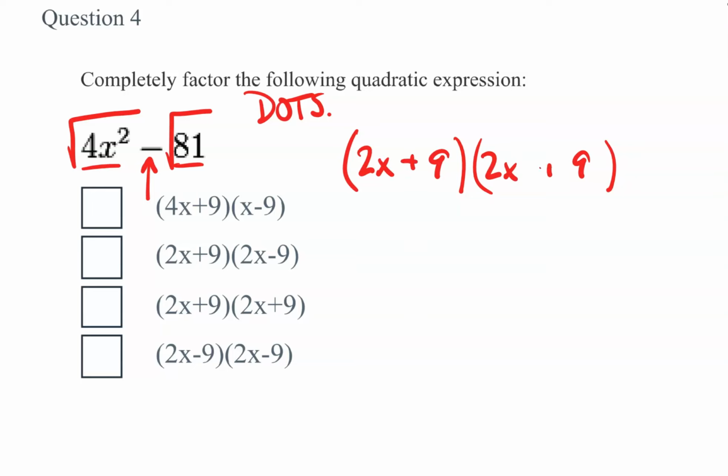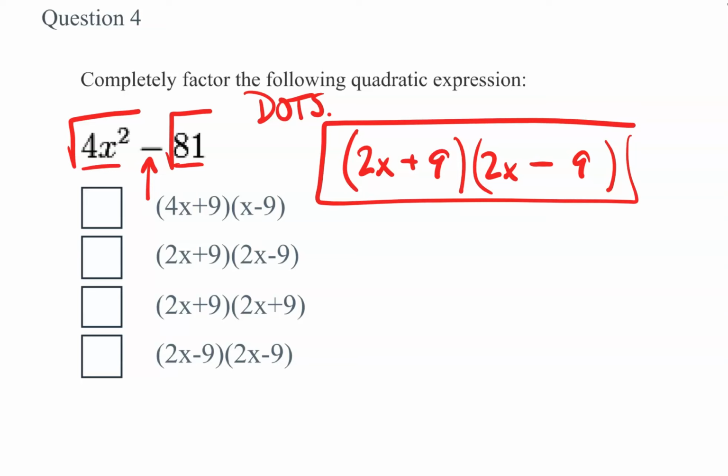One group has to have a positive sign. One group has to have a negative sign in order for the foiling to work. And we know that 2x plus 9, 2x minus 9 is a good final answer. And what do you know? It's option 2.